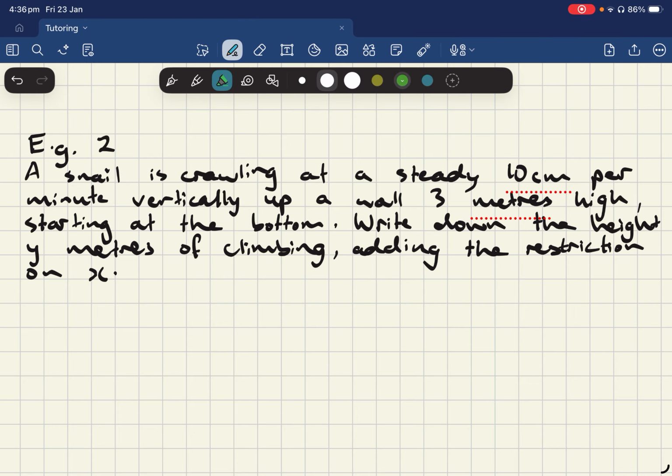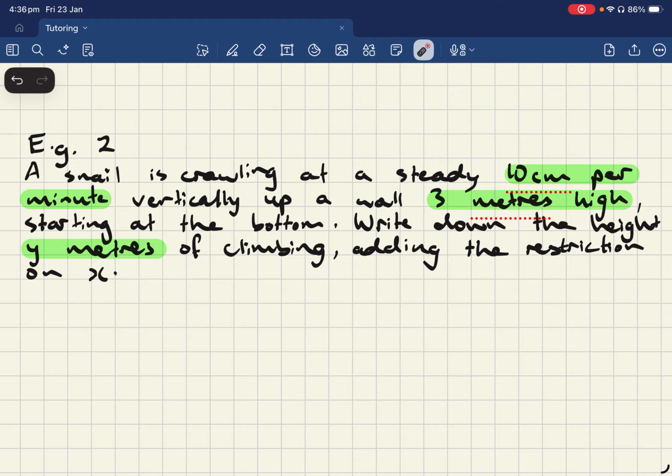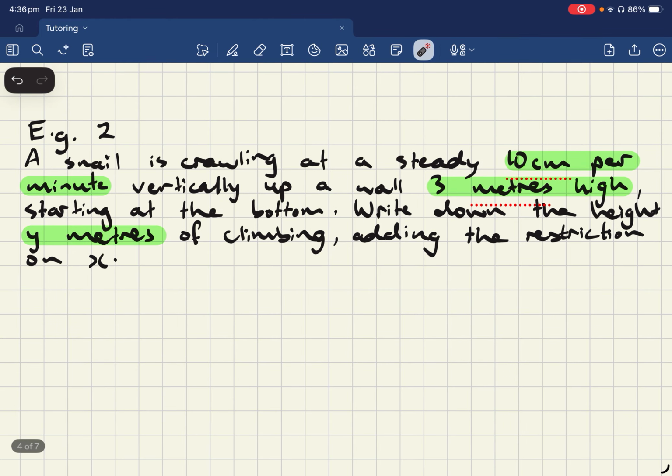So if we rub this out, we are going to just read through this question and underline the key terms. It says a snail is crawling at a steady 10 centimeters per minute, vertically up a wall 3 meters high, starting at the bottom. It says to write down the height, y meters, of climbing, adding the restriction on x. I didn't write this in, but we want to write down the height y as a function of x minutes. The question's not really worded well.